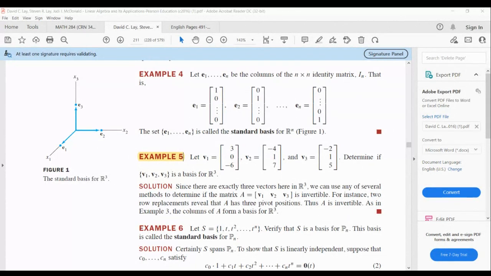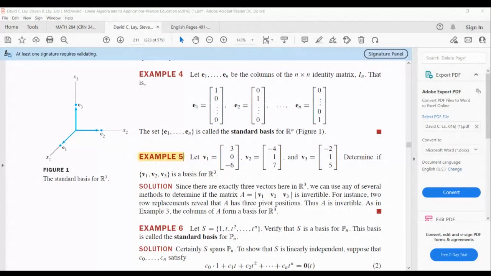By the way, in figure 1, there's the picture of the standard basis for R3. Well, you see, Mikhail, you can have an infinite number of bases. Here's like example 5.